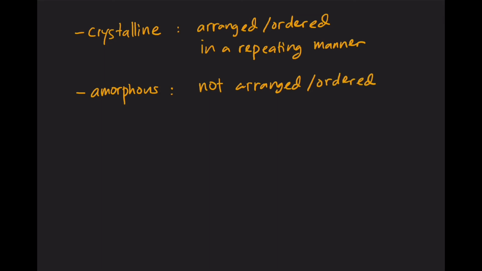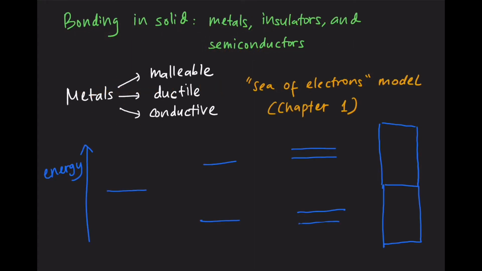We have focused our attention on discussing the crystalline materials, but we also should know that there are materials in nature that do not have such arrangement or some kind of order in a repeating manner, and this is what we call the amorphous materials. Finally, we'll discuss bonding in solids, and we'll pay attention to metals, insulators, and semiconductors.